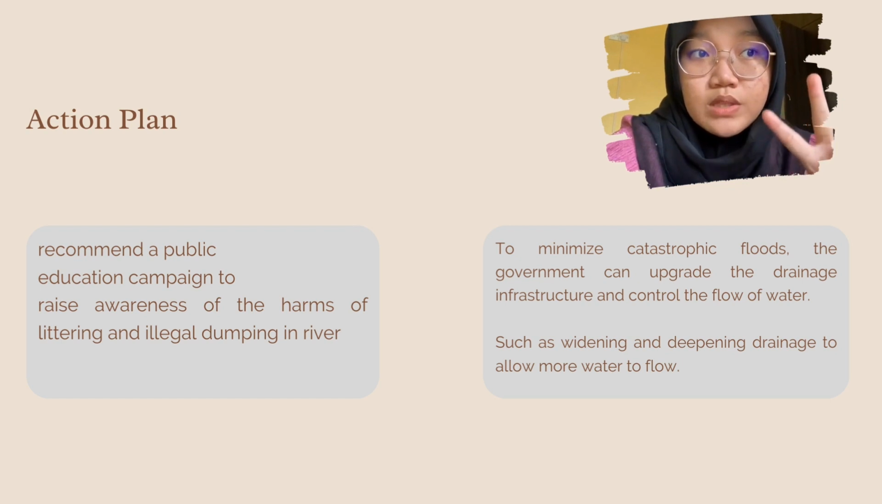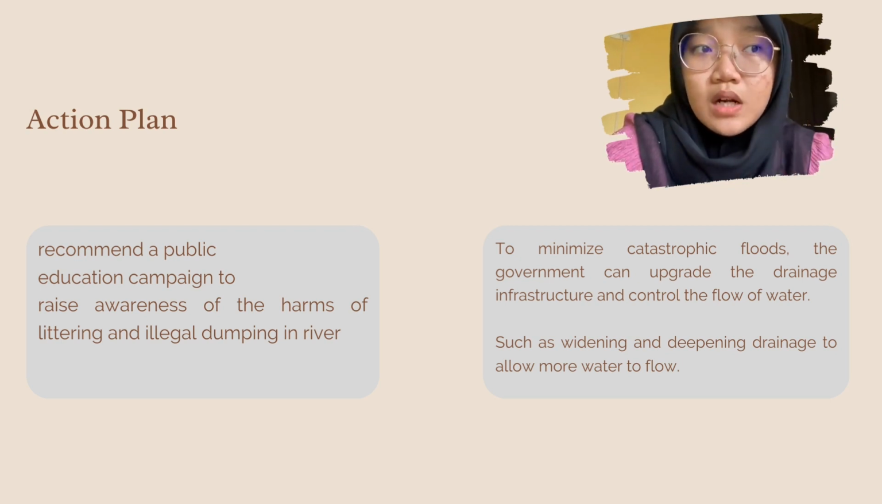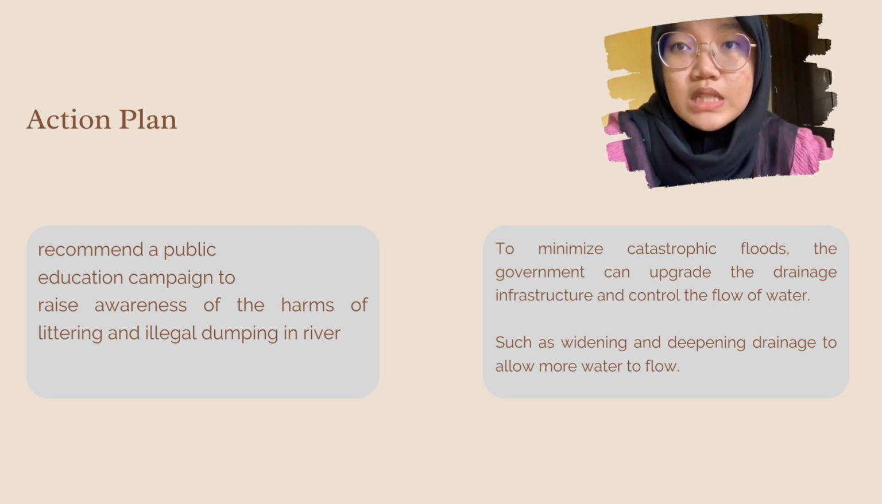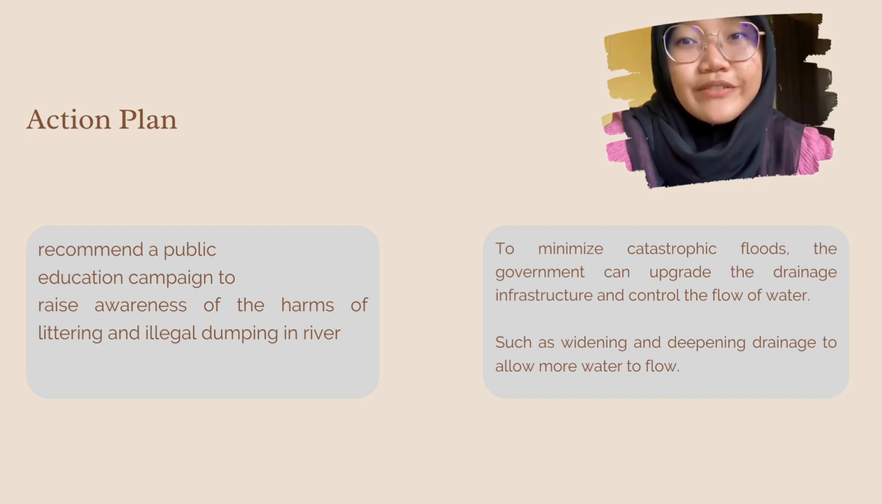So we recommend a public education campaign to raise awareness of the harms of littering and illegal dumping in rivers. Second, to minimize catastrophic floods, the government can upgrade the drain infrastructure and control the flow of water, such as widening and deepening drainage to allow more water flow. That's all from us.